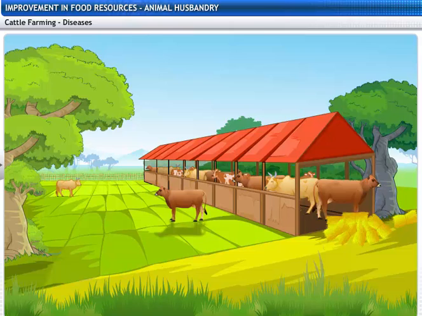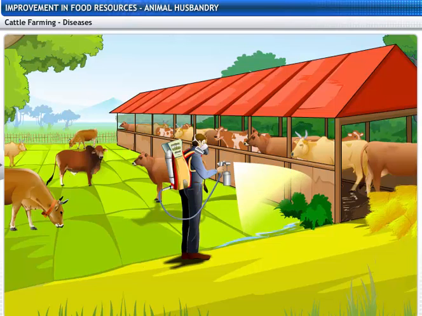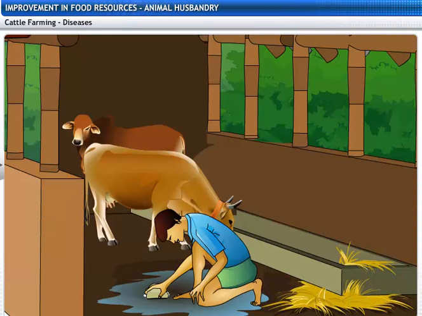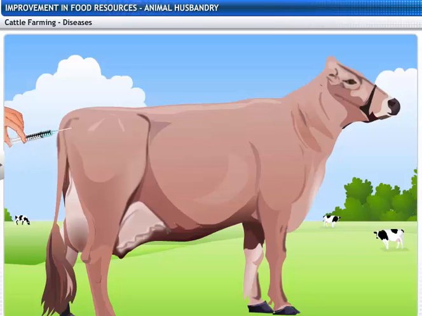So how does this farm handle these threats? This farm has set up a proper disease control system. Shelters and other areas on the farm are cleaned and disinfected regularly, and vaccination against various diseases is provided to all cattle.